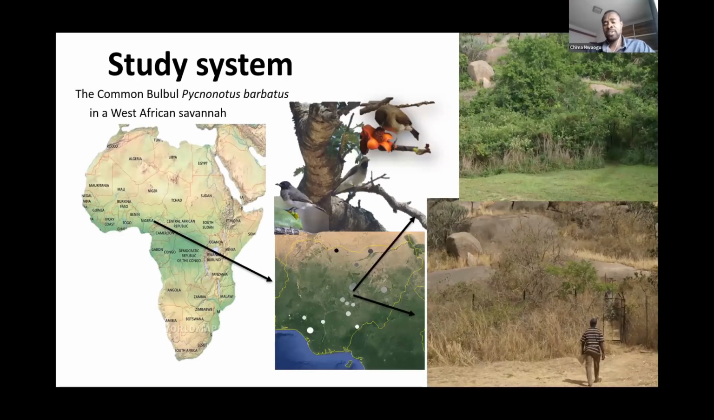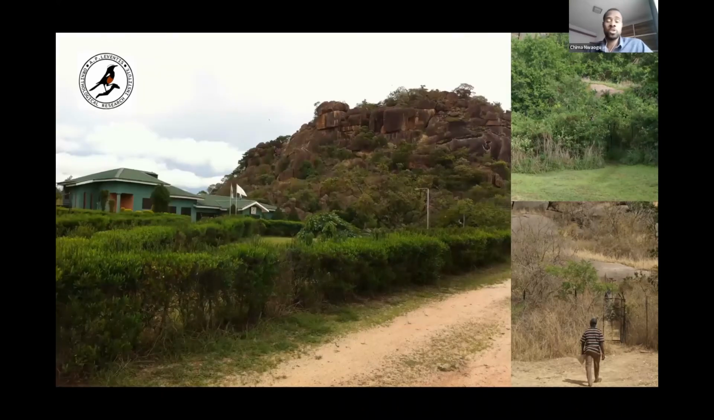I carried out my study in Jos, central Nigeria, around the AP Leventis Ornithological Research Institute. And one exciting thing about this system, like I said earlier, is that you have a wet season and a dry season. You can see the clear contrast between environmental conditions when it's raining and then when it's dry, the environment is almost totally dry.